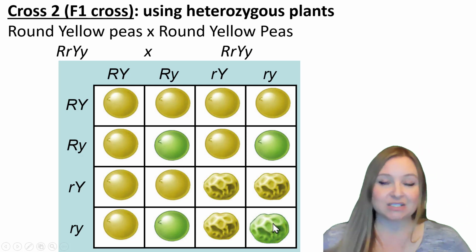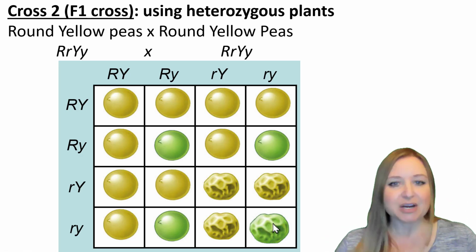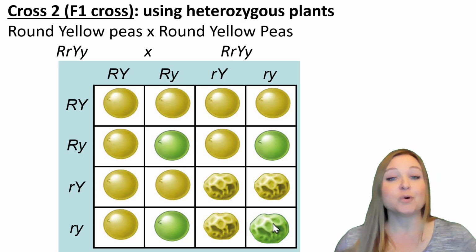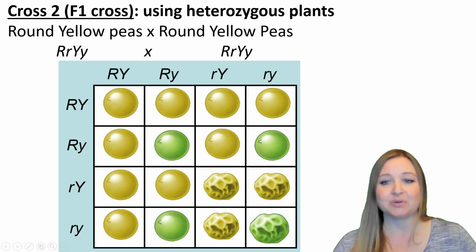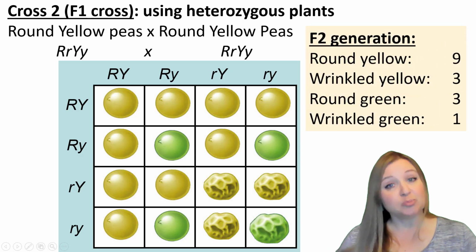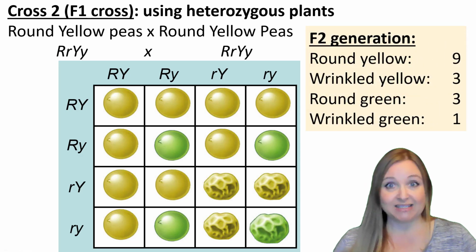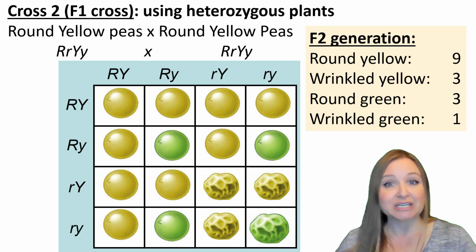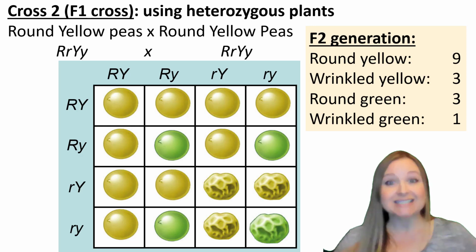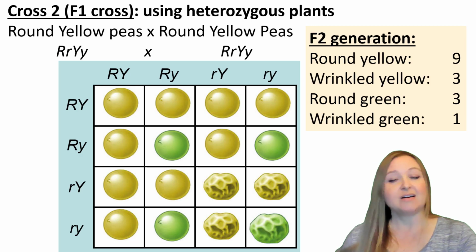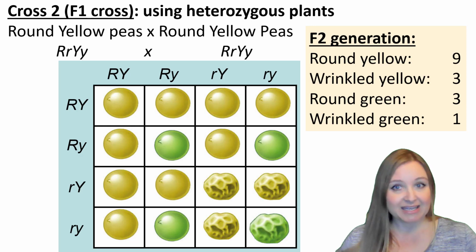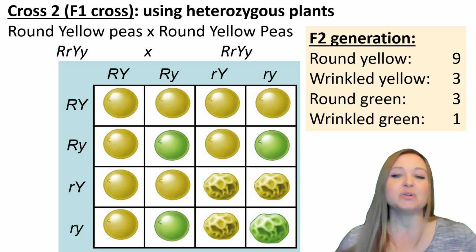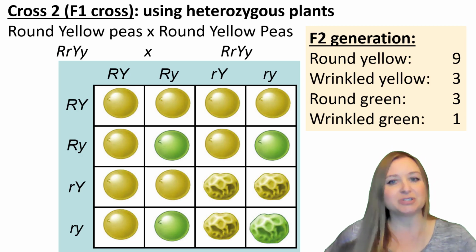So with our F1 cross, when we started with these heterozygous parent plants, we see that there are 4 different possibilities in the outcome. We can have plants that have round yellow peas, plants that can have wrinkled yellow peas, plants that have round green peas, and plants that have wrinkled green peas. Now, altogether, we see there are 16 different possible outcomes here. And when we look, 9 of them are round and yellow, 3 are wrinkled yellow, 3 of the plants give round green peas, and only 1 of the 16 is going to give wrinkled green peas.